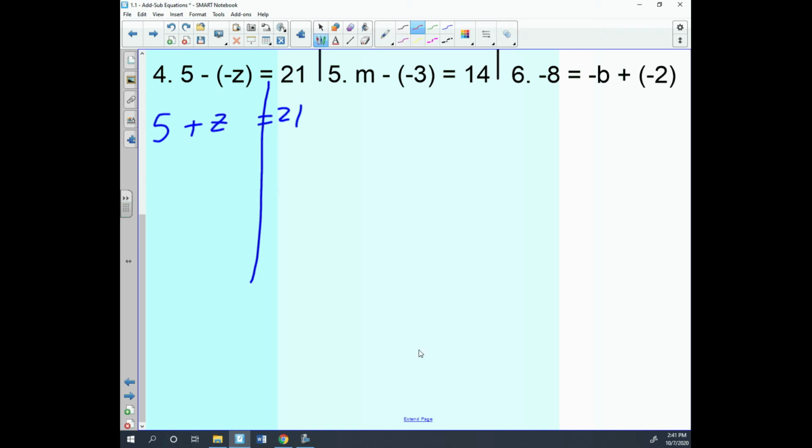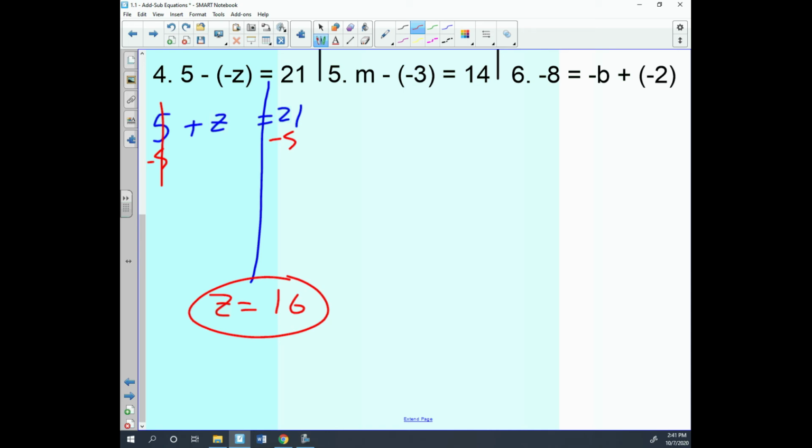Okay? When I do that, how do I get z all by itself? How do I get z alone on the left-hand side? Well, I got to get rid of this 5. I'm not going to divide. I'm not going to multiply. I'm not going to add. That means I'm going to subtract. So I do minus 5 to both sides, and therefore that cancels, and you get positive 16.